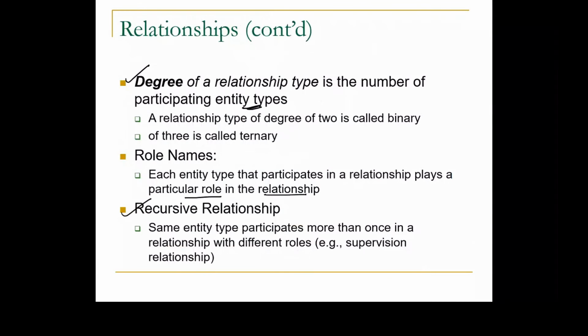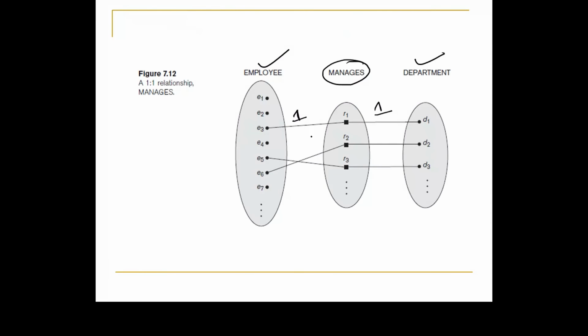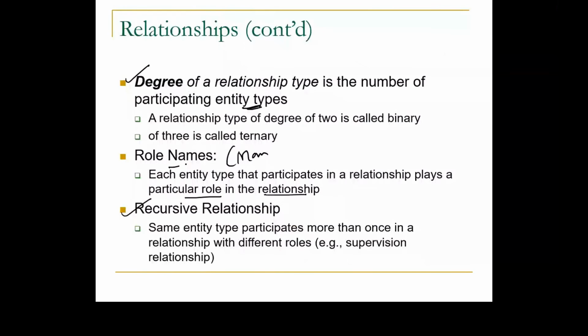Finally we have this recursive one. So this is a particular role, manager is the particular role. Manages is the example. This one manages these relationships. Okay, we're talking about role names. And the third one is the recursive relationship.